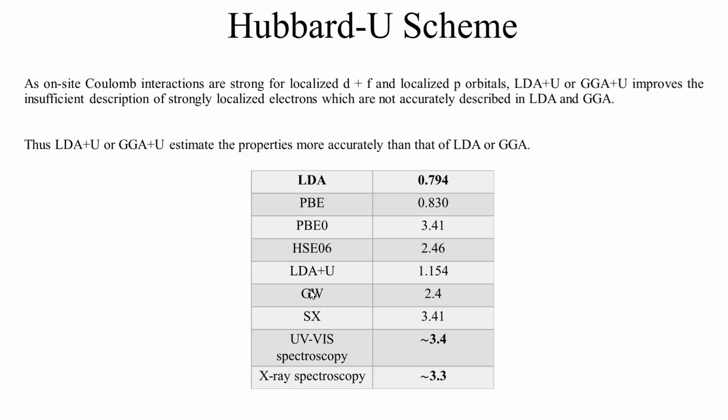Then other functionals are GW, SX. So if we want to calculate the electronic band structure or to compare with the experimental value, we have to check which functional gives the accurate value. So these are the significance of the functional to calculate the ground state energy or energy band gap.